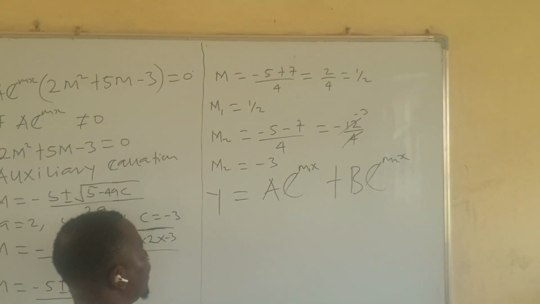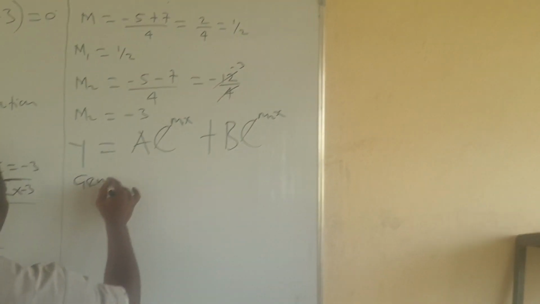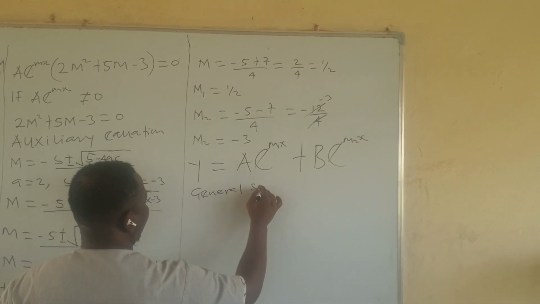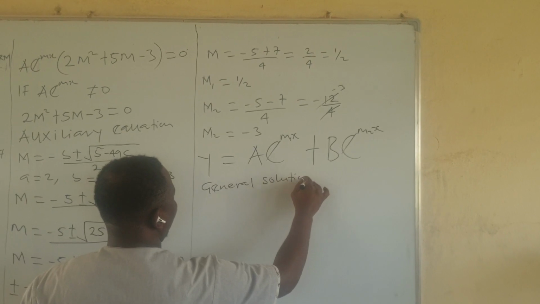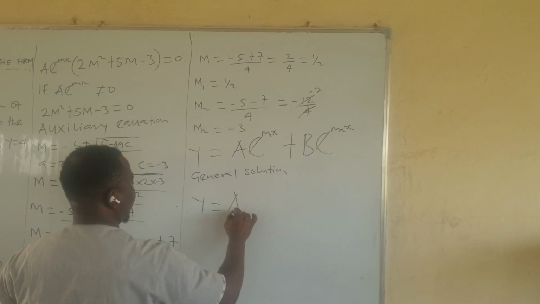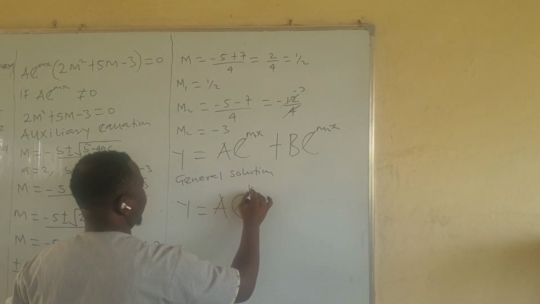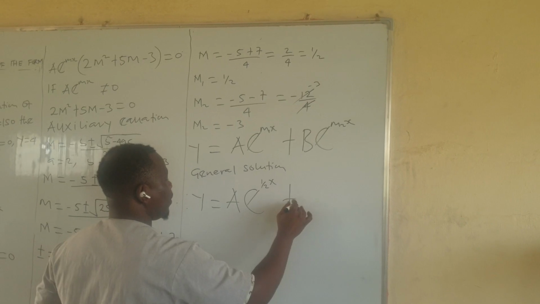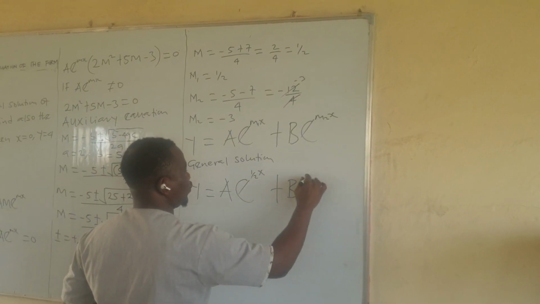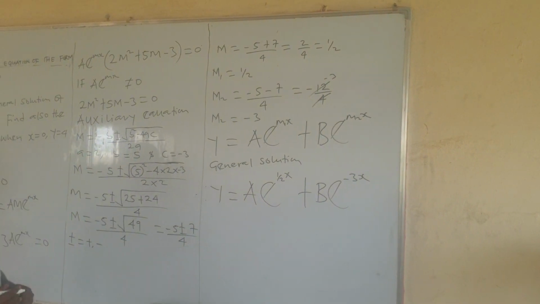So if you agree with me, what is your general solution? What is your m1? Therefore, our y is equal to a e to the power of 1 all over 2 x, plus b e to the power of minus 3x. This is the general solution.